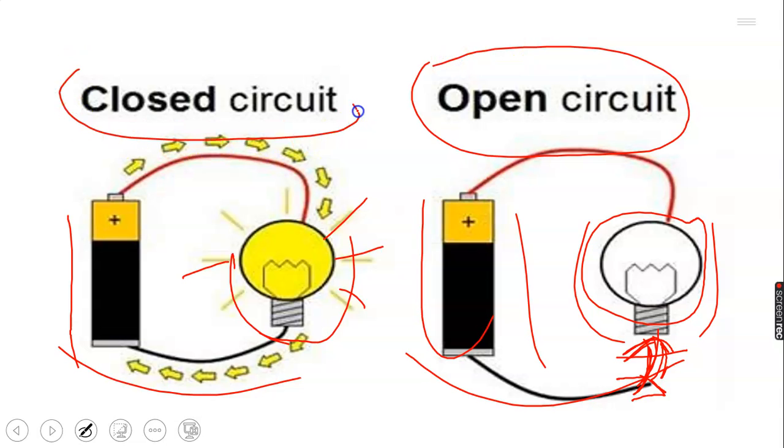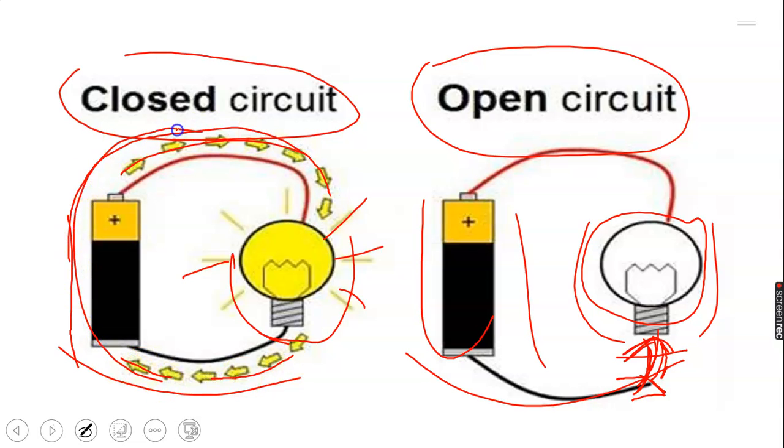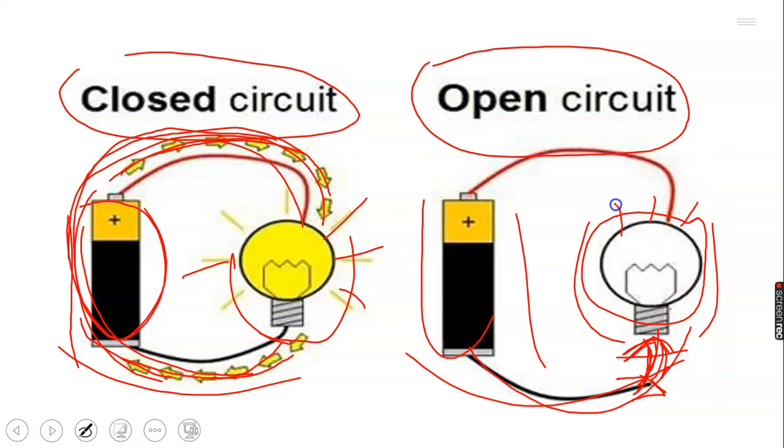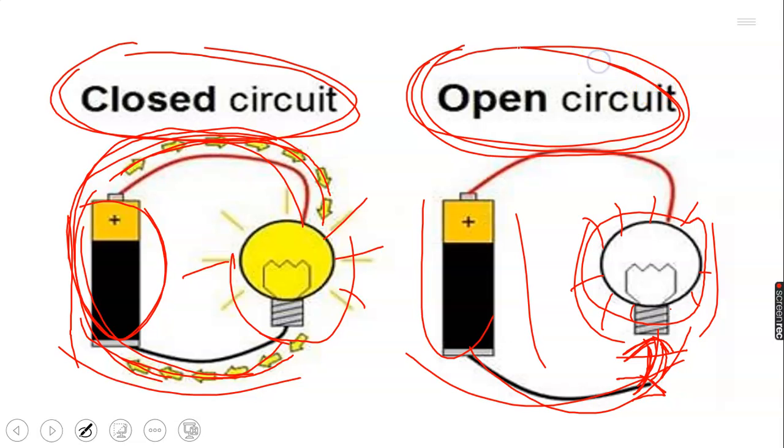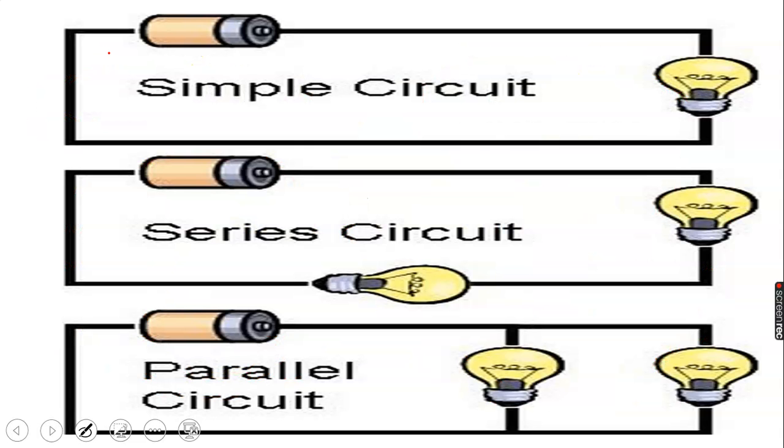Why is this one a closed circuit? There's a free flow, and it's going around from the energy source to the end point, goes again to the energy source, back to the end point. But this one cannot connect to the end point, so there's no light coming out from the end point. So you can see the difference between an open circuit and a closed circuit. An open circuit is an incomplete circuit, while this is a complete circuit.